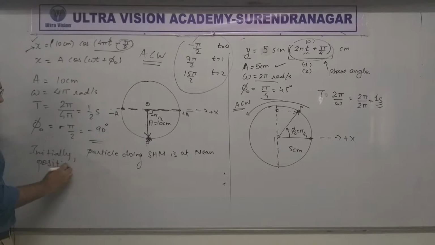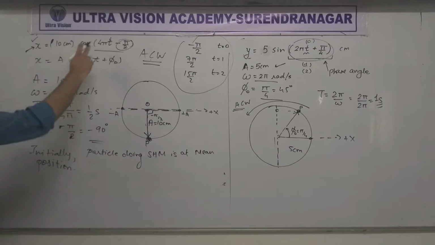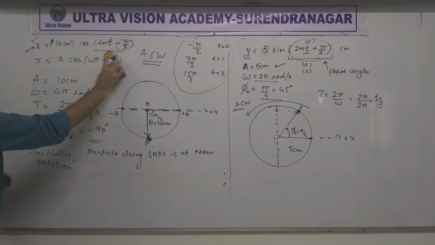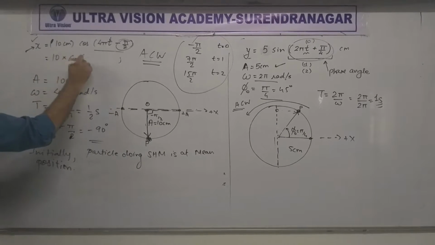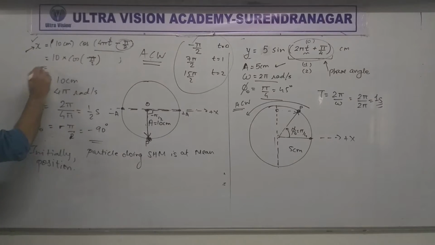You can also do it with a bit of math, if you don't want to get into all this. Have a look here. Put t equal to 0. So 10 into cos minus pi by 2. What is cos minus 90 degree? Everyone, what is cos minus 90 degree? Zero. Very good.